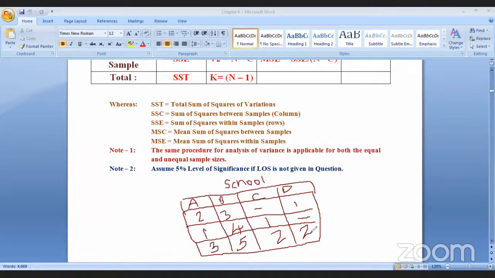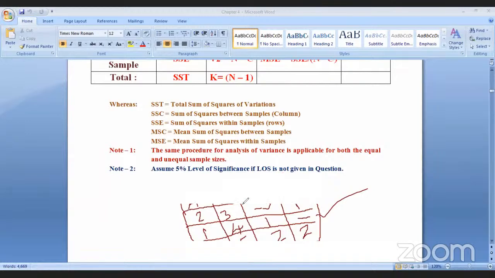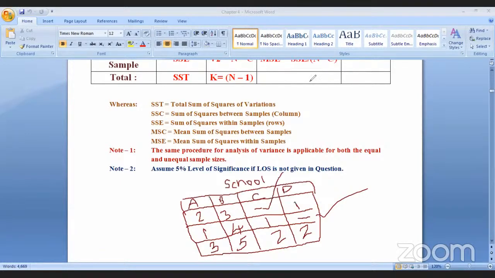By observing this table, this table belongs to unequal data. Unequal means in the first column, the A column, 1, 2, 3, three numbers are there. The B column also has three numbers. In C, you observe carefully, only two variables are there, 1 and 2. In D also 1 and 2 are there. Here there is no value, and here also there is no value. So this table belongs to unequal values.